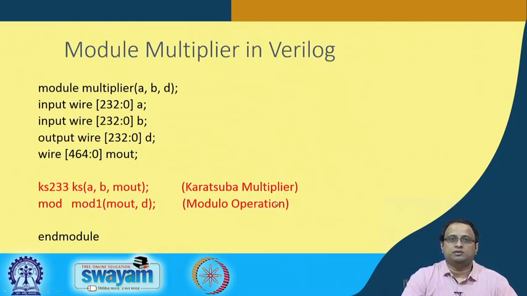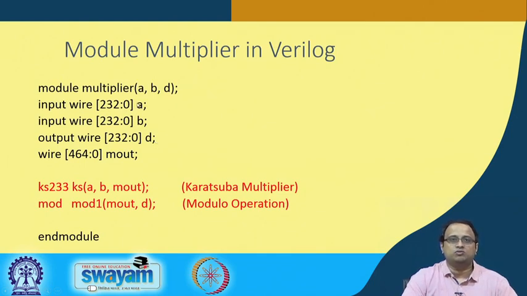I will take an example from Verilog, the hardware description language or HDL, and we will discuss how to implement a Karatsuba multiplier in hardware. It is a combinatorial block. I have two inputs of 233 bits, because A and B are both GF2 power of 233 elements. The final result is D, which is again in the field, so the result is also 233 bits.